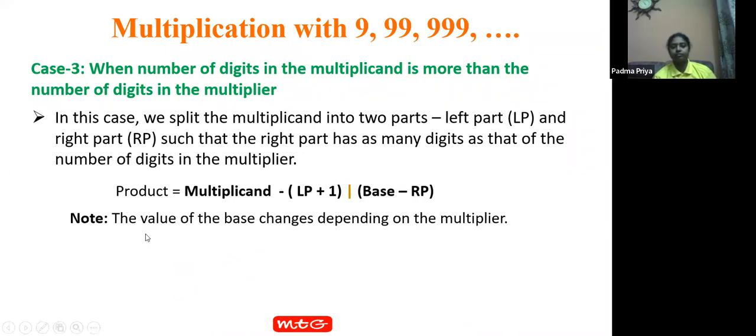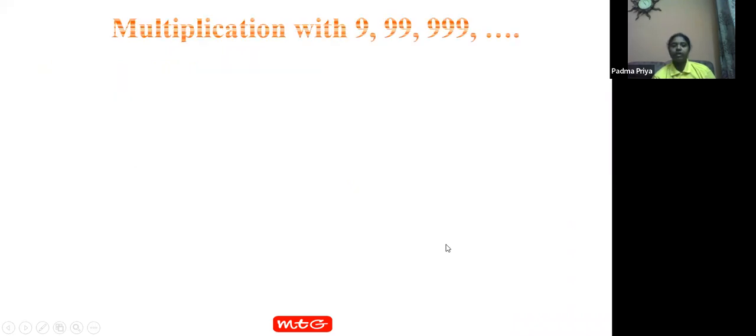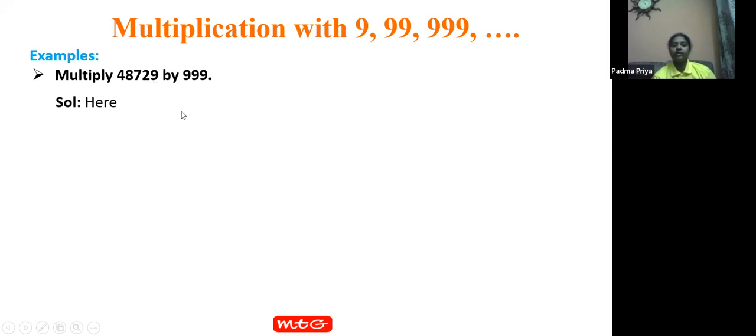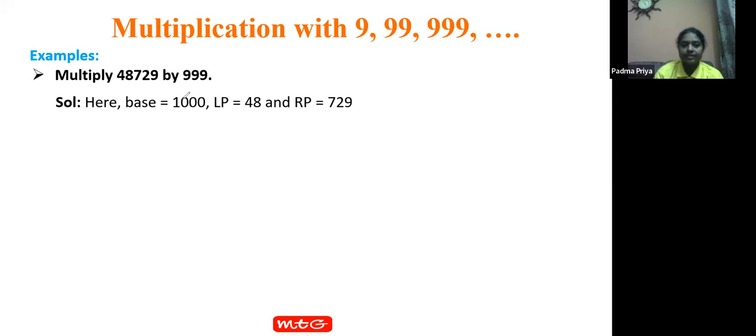See here. Again, the base will depend on the 9s only. Look at this example: 48729. Here, what is the multiplier? The multiplier is three 9s, so 999, and the base is 1000. When the base is 1000, automatically there are three 9s. So the last 3 digits will become RP and the remaining 2 digits will become LP.